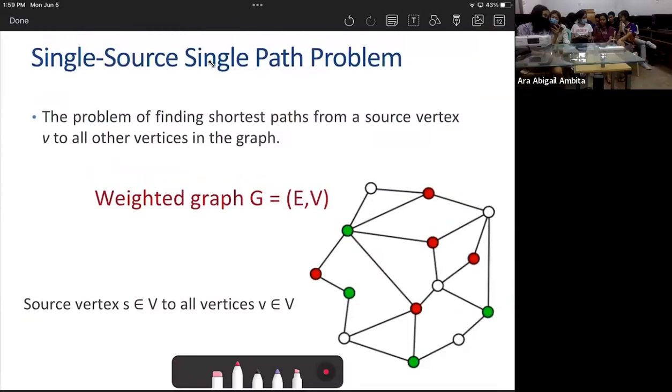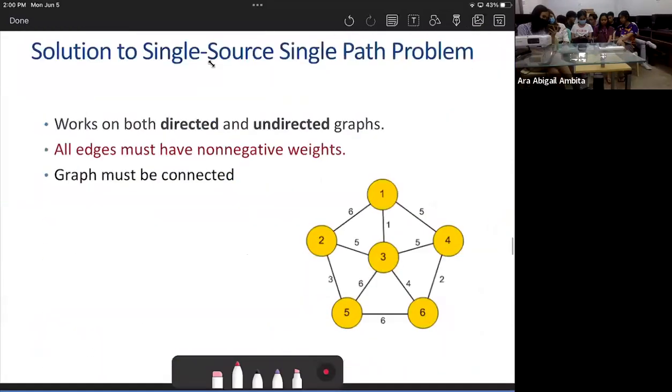The single source and single path is you have one source and you find the shortest path from a source vertex V to all other vertices in the graph. So we will have some weights. So it can work on both directed and undirected weights. But here in the Dijkstra, particularly, all edges must have non-negative weights. Okay, so non-negative meaning one end.